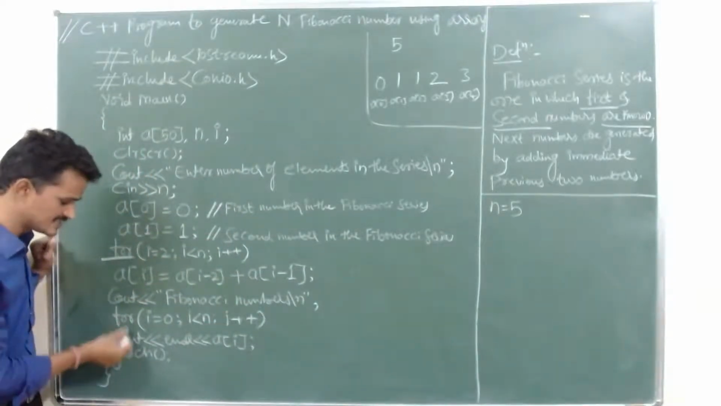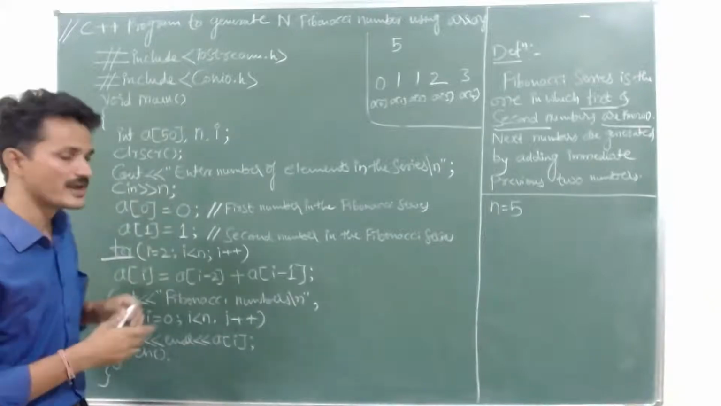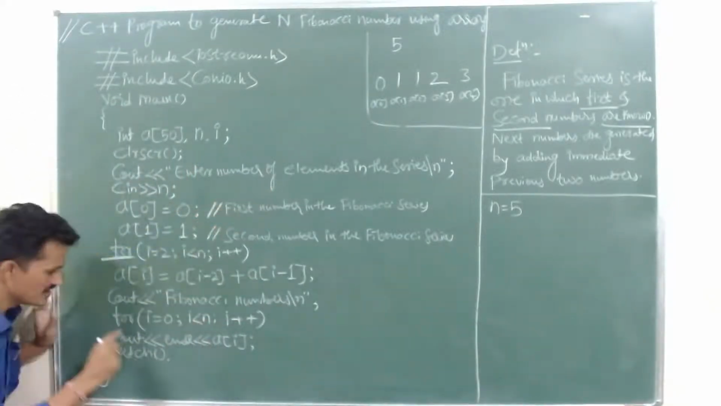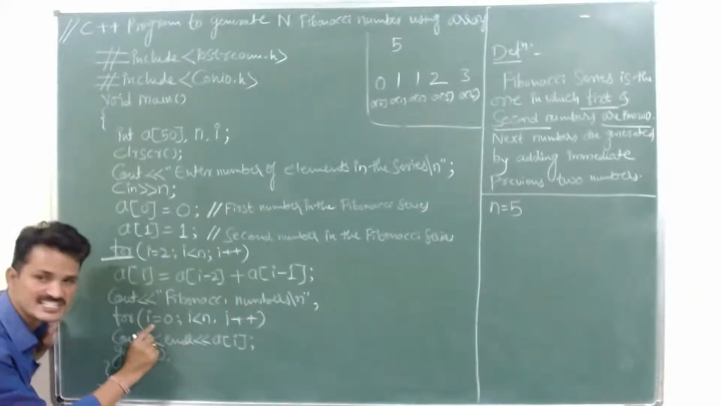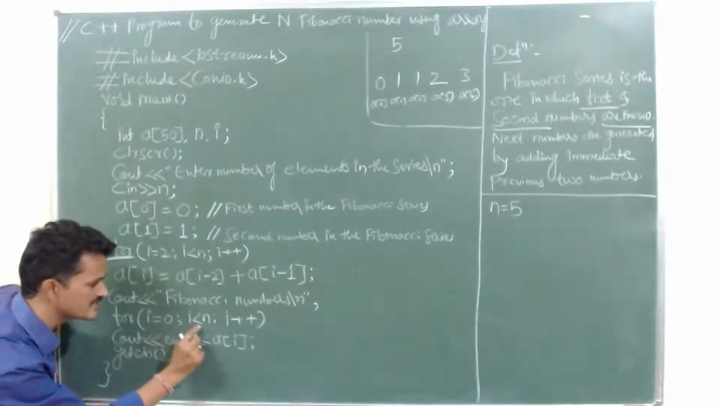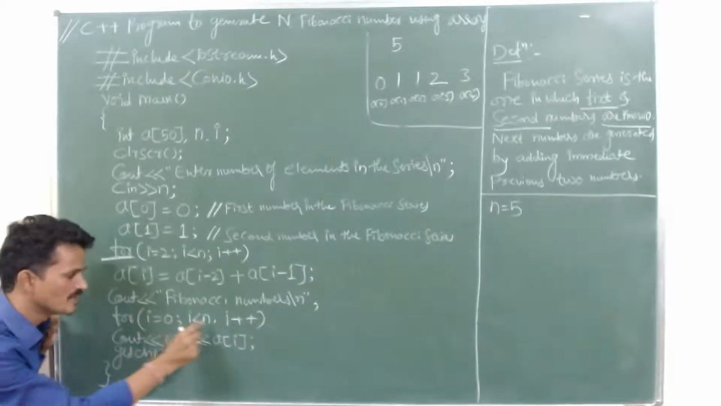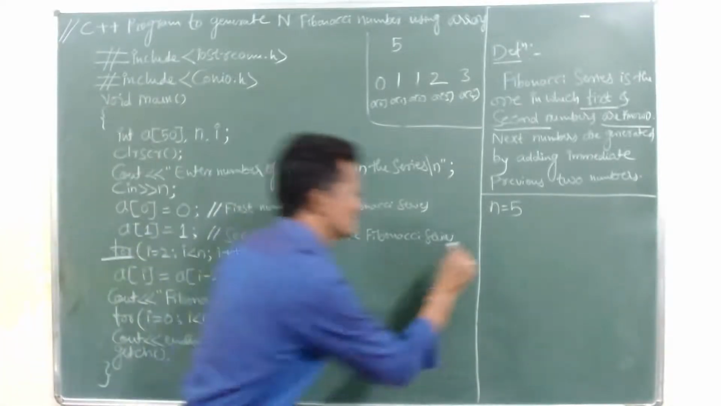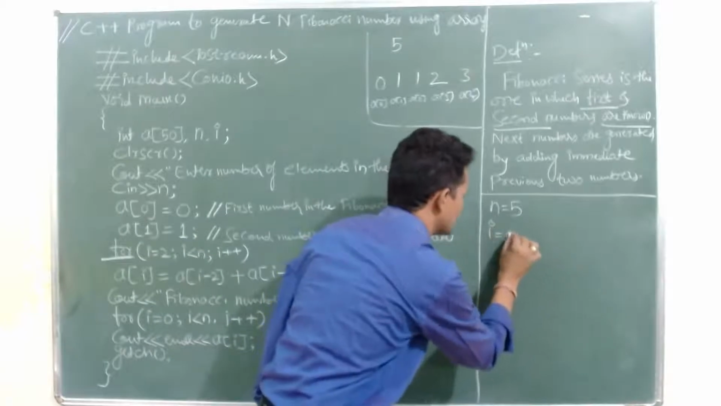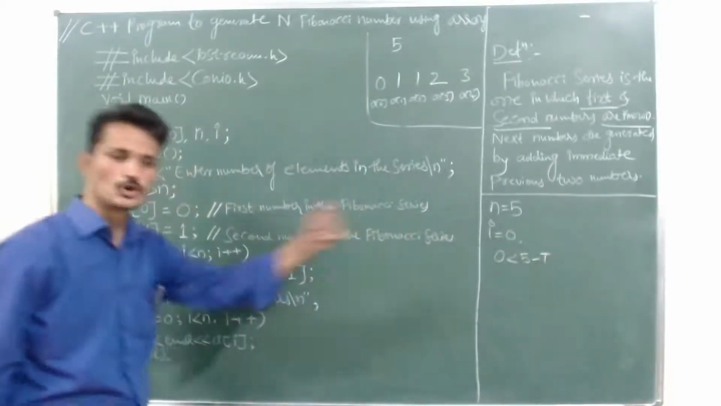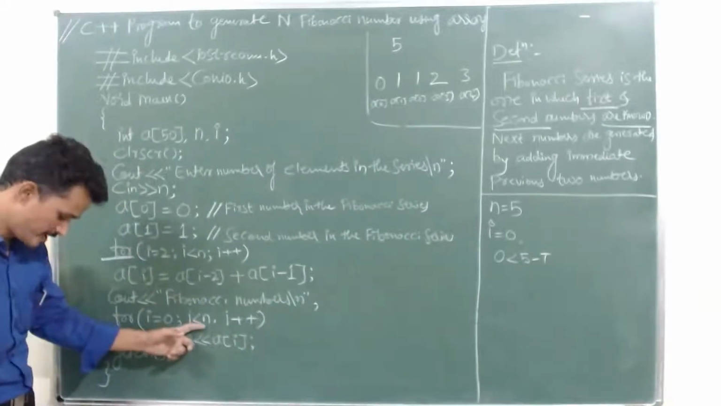This for loop and this cout will execute how many times? 5 times, because I am going to print the value. Okay, have a look at here. For i is equal to 0; i is less than n; i plus plus. What is the value of i? i is 0. And what is the value of n? 5. So i is 0 for the first time. 0 is less than 5, condition true.